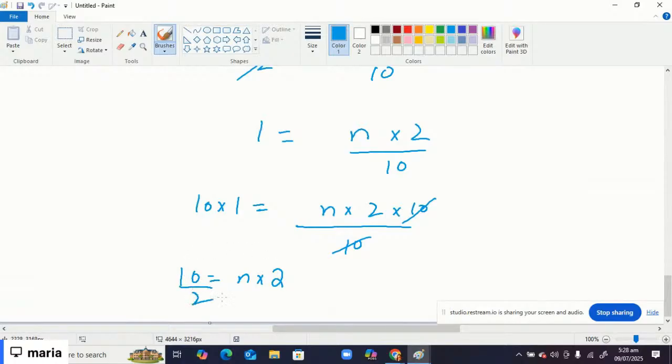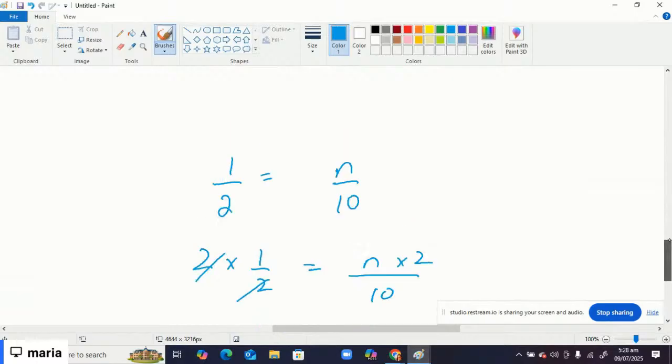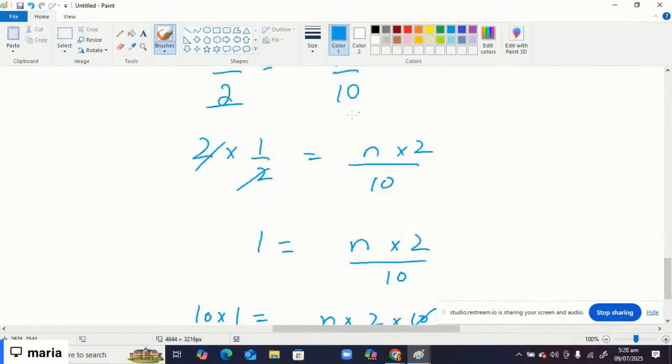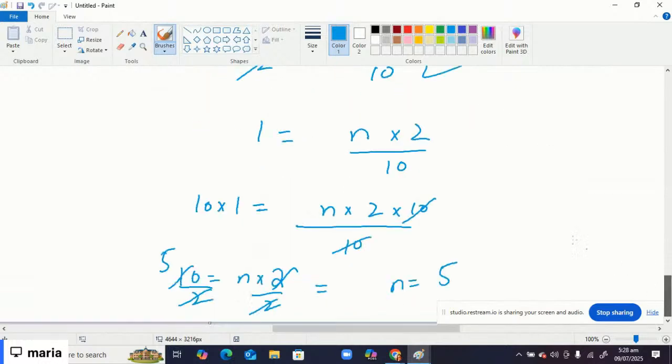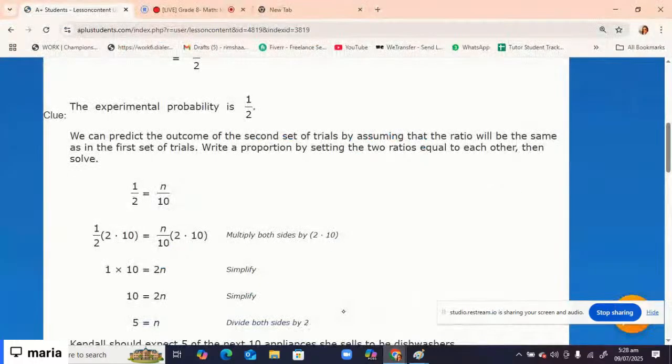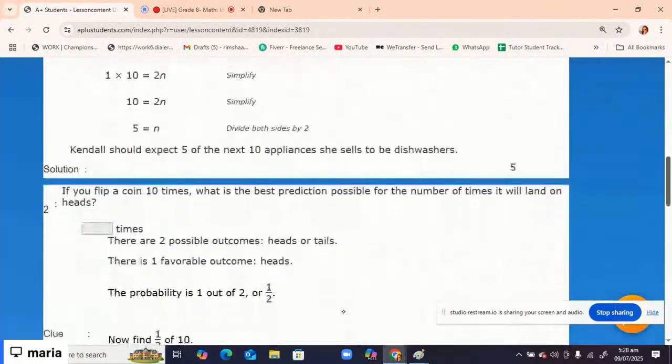Now dividing both sides by 2. 2 and 2 cancel, 2 times 5 is 10. So here the answer is n is equal to 5. First we are going to cancel out this 2 and this 10. That's why we're multiplying firstly by 2, then by 10, then in the end we're dividing. All right, so n is 5.